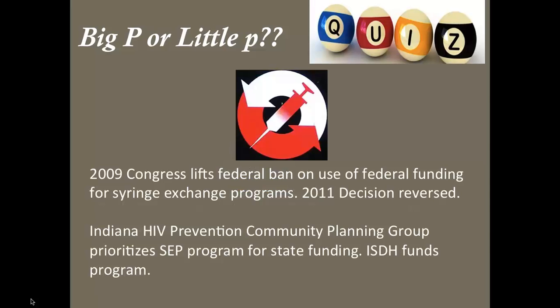So the story of this slide is that at big P level, the federal government lifted the federal ban on the use of federal funding for this harm reduction program, syringe exchange, which meant that states and local organizations could use federal funding for this. In 2011, they reversed the decision, so no longer could these things be used. But at the state level, the decision was made by community planning partners that the state could use state funding. So little p makes a big impact in this case.